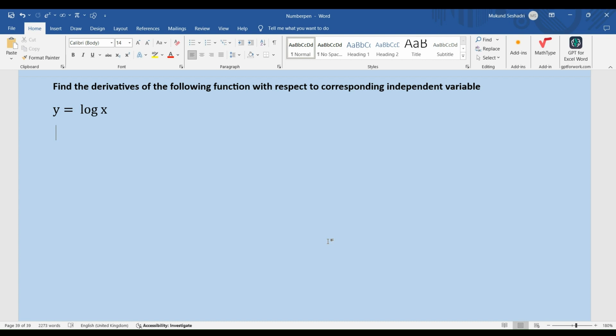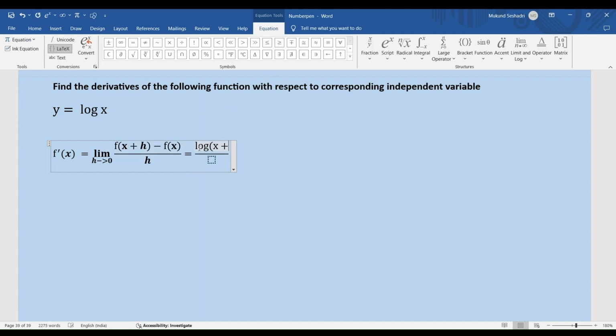So my dy by dx, I can straight away write. So let me do that. So this is what we have. f dashed of x equals limit h tending to 0 of f of x plus h minus f of x, the whole divided by h. And all that I will have to do is log of x plus h minus log of x divided by h. So this is what we have, because my f of x plus h is log of x plus h, and my f of x equals log x.